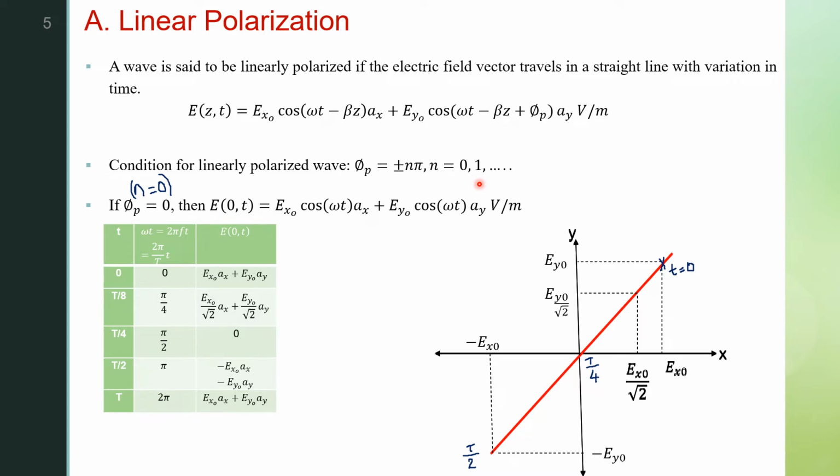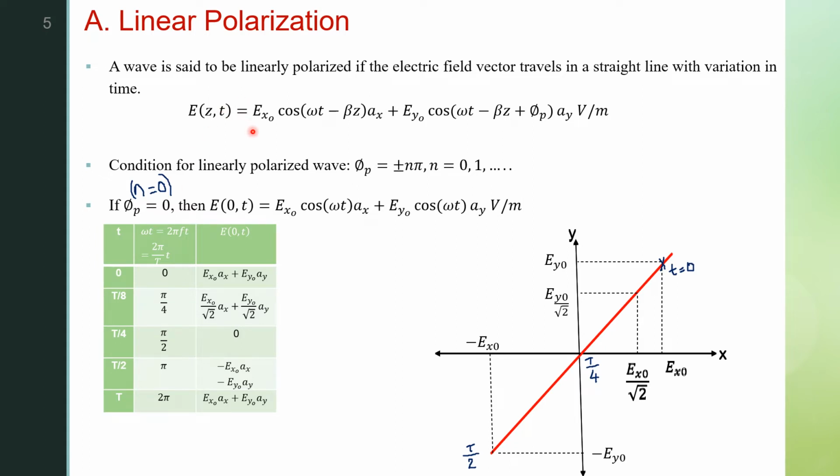So let's consider the case where n is equal to 0. When n is equal to 0, what is this phi p going to be? Yes, it is plus or minus 0 into pi. That means phi p is 0. So first we are going to consider the case n equal to 0. So when n equal to 0, we have phi p equal to 0.